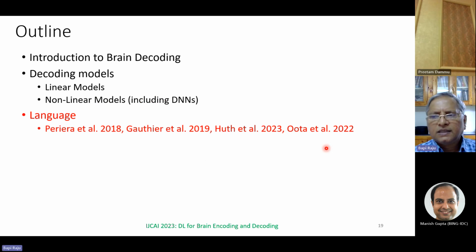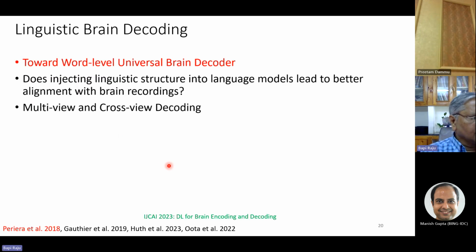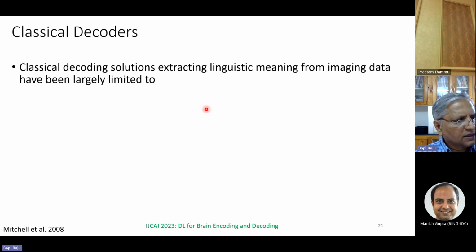In the next part, another 45 minutes, I'm planning to discuss a few examples of decoders that have been presented in recent times. As you can see, these are happening in the last 4 or 5 years. This is a paper from Pereira et al. 2018, Nature Communications, which looks at a word-level universal brain decoder. Let's go into the details.